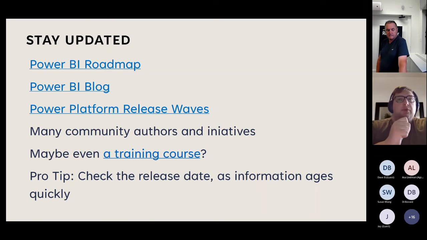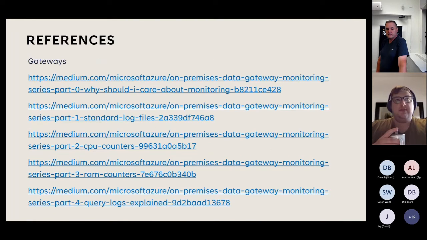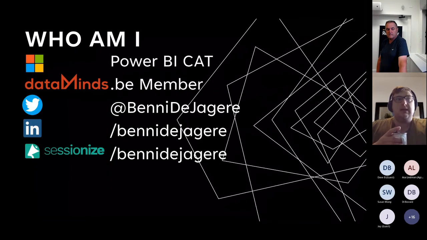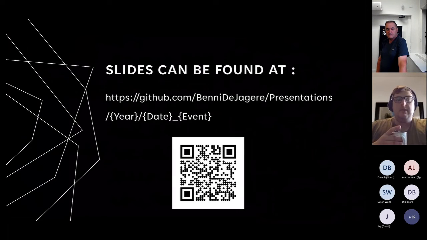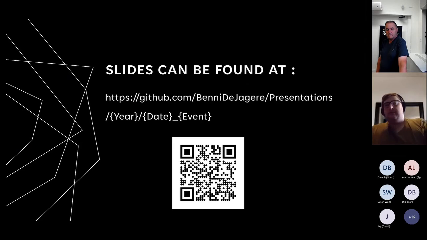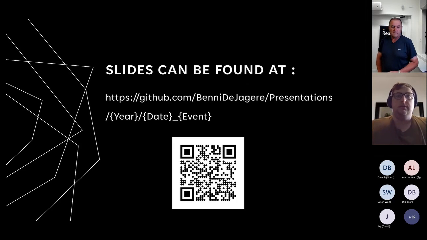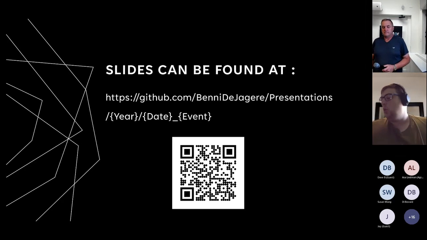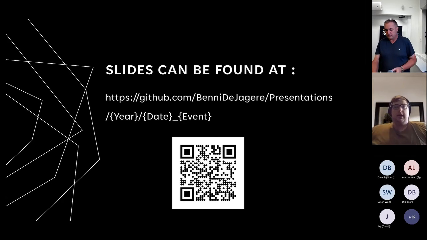One thing, check for the release date, as if you're looking at something that's 2 years old, it might not be as relevant anymore because things have changed. Lots of references exist in the slide deck. Again, who am I? And while we go to Q&A, you can find the slides here. You can either scan the QR code, or you can go to github.com/Benni De Jagere. Now, if you've got questions, fire away.